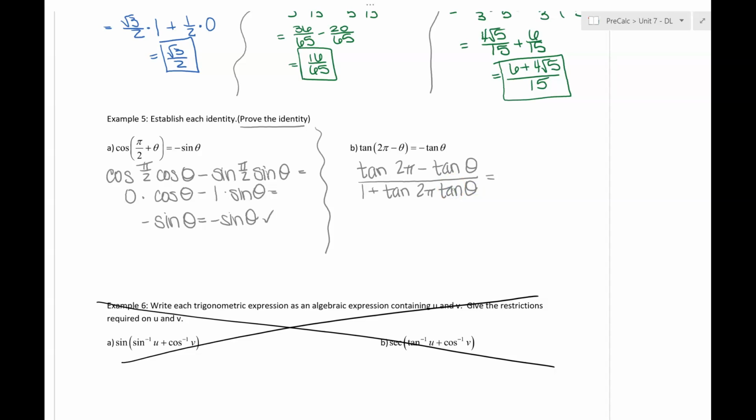Okay, remember, sine over cosine, same over change. So tangent of 2 pi, tangent is sine over cosine. So at 2 pi, sine is 0, cosine is 1. So that means we have 0 minus tangent of theta all over 1 plus 0 times tangent of theta. In the denominator, that just becomes 1. So we have negative tan theta is equal to negative tan theta. And we are done. Rad.